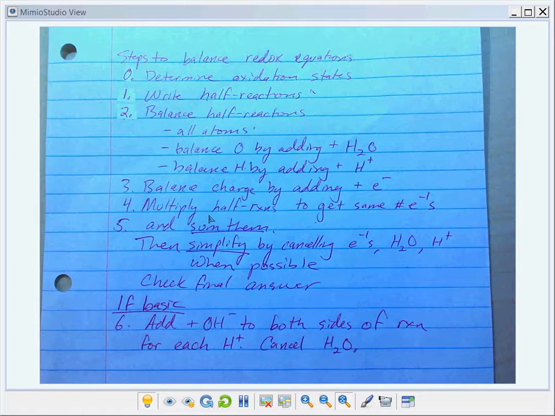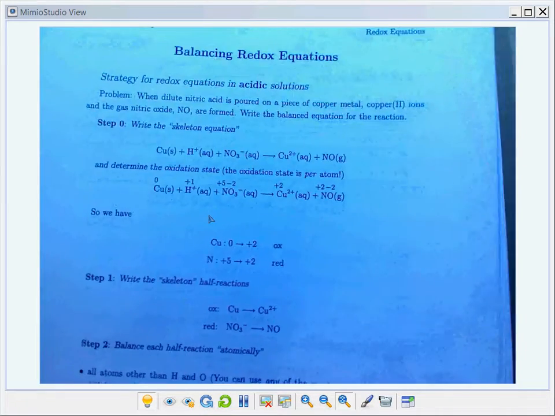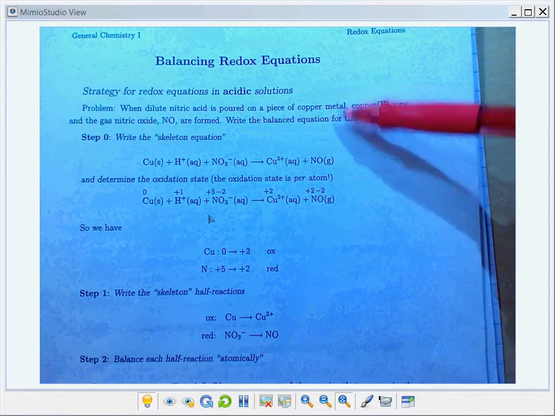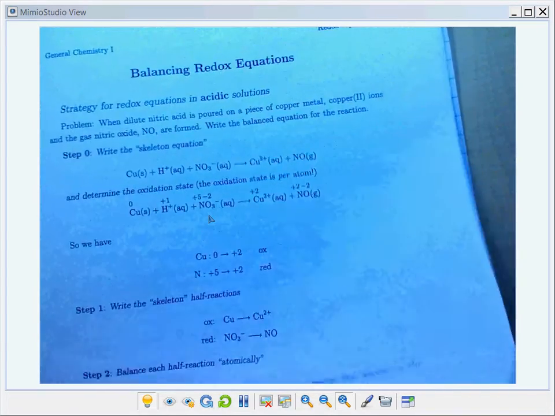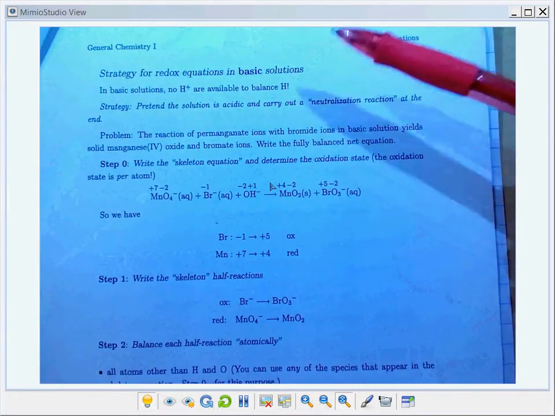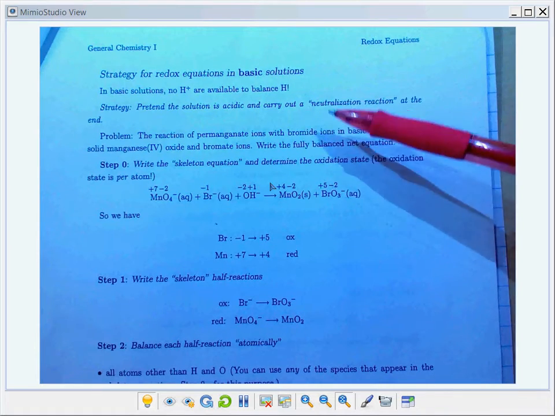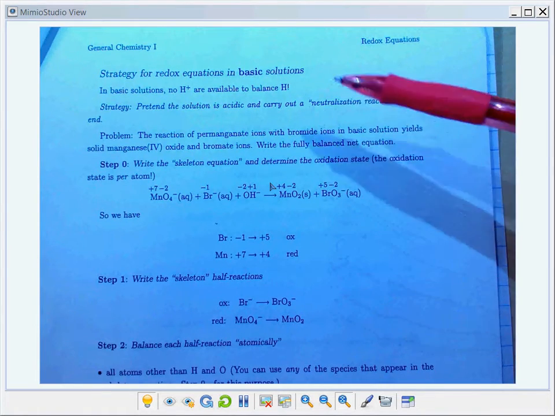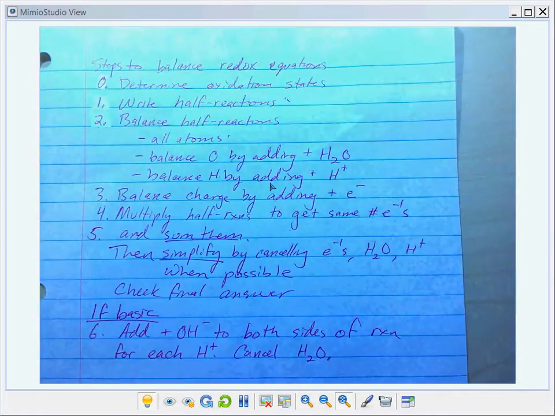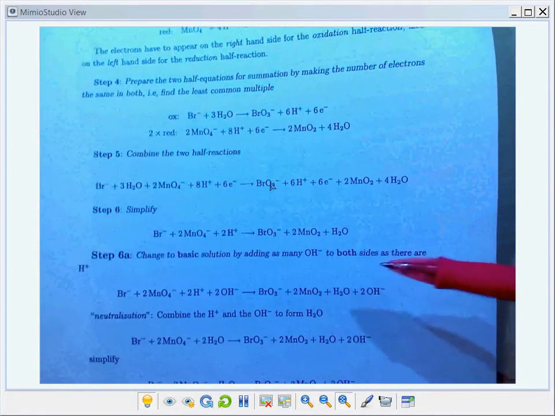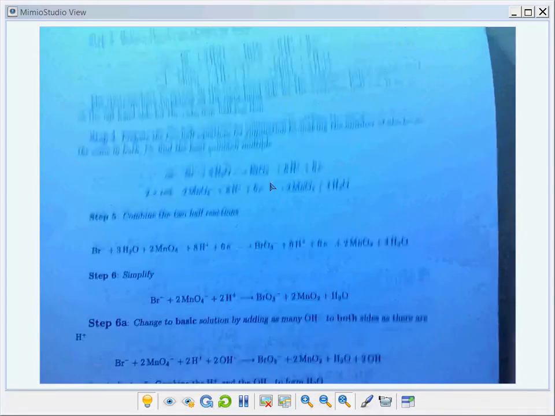Hi, this video is going to be about balancing redox equations in basic solutions. The steps for doing this are the same as the steps for balancing acidic solutions. The steps are on page 3 of the packet that I gave you. It's all the same steps, except at the very end, you need to get rid of the H pluses by adding OHs to both sides.